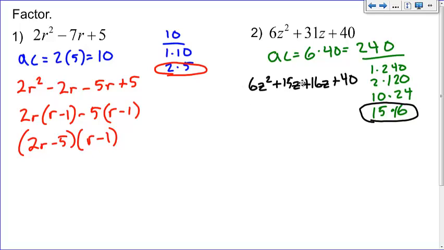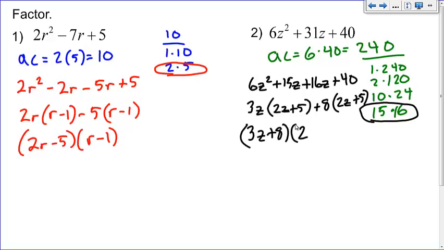Now again, we're going to look at grouping the first two and the third and the fourth. So I can do 3z times 2z plus 5, plus, and then over here I can take a 4 out. Nope, I can even do better than that. I can take out an 8. That may happen to you as well, where you see one thing and then realize, oops, I could have done better. And here we go. 3z plus 8 times 2z plus 5. And there's the result.